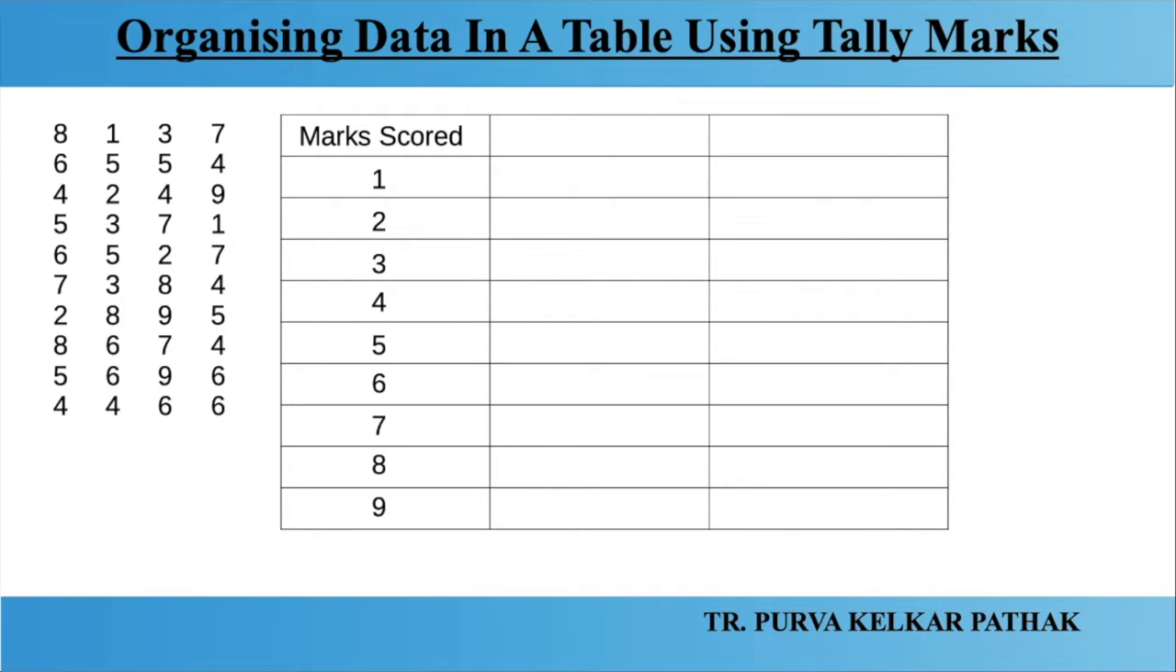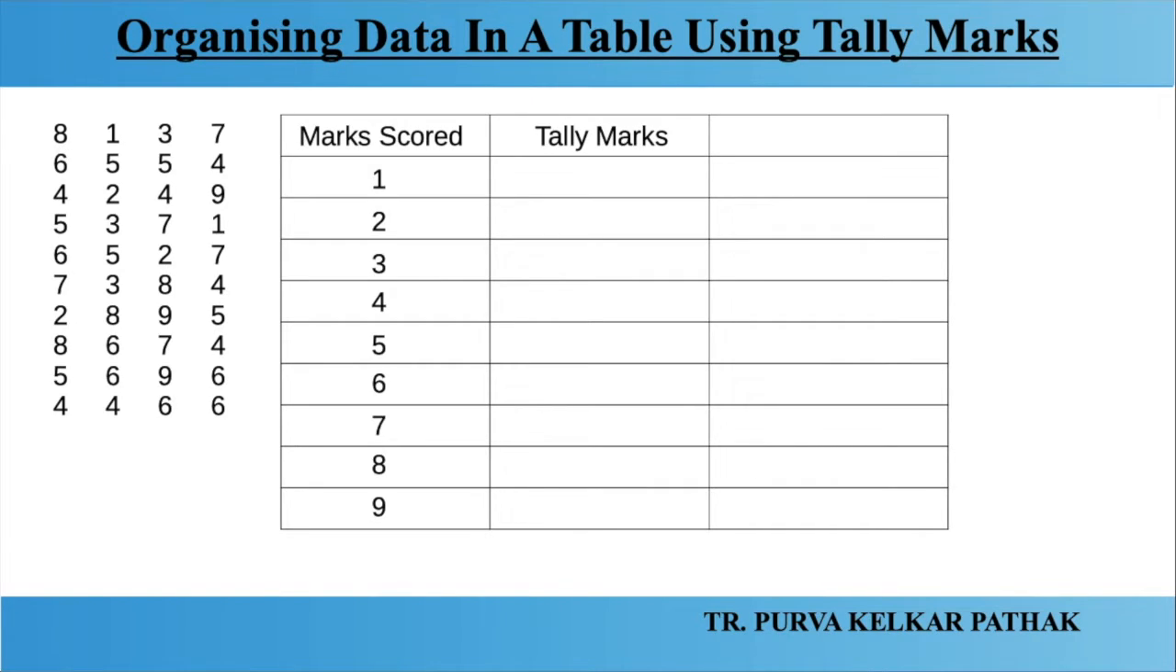After arranging the marks in the table, the next step is to insert tally marks against the marks scored by the students. For this, we refer to the data that is given to us. This is the information or the data of the marks obtained by 40 students. To put the tally marks, let us begin with the first score. The first score given to us is 8.